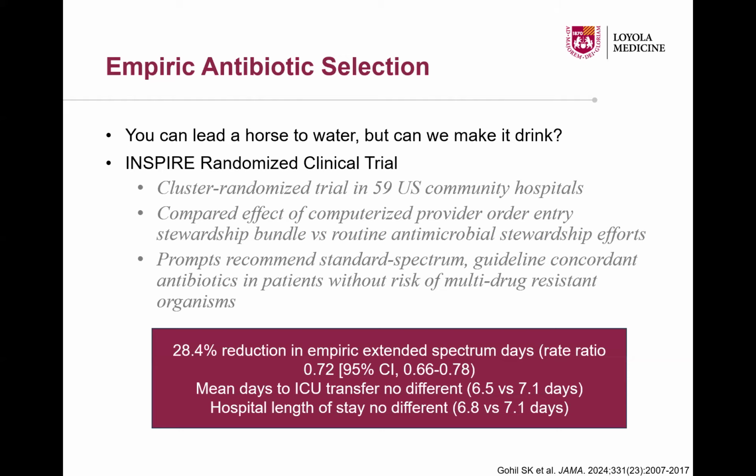And so, again, those prompts were there, and they saw a significant reduction in empiric extended spectrum days of therapy, so 28.4% reduction. So pretty massive. And then, is this translatable to other disease states? I definitely think so. I think urinary tract infections with a more algorithmic approach is certainly something that could be on the horizon. Other things that they saw more on the safety side of things are mean days to ICU transfer. That was no different. And hospital length of stay was no different. So even with standard therapy, not this super broad spectrum, these patients are still not getting escalated to the ICU, and they're not staying in the hospital any longer.